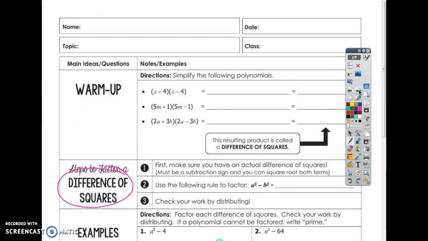So let's write this down right here. I want you to write down x squared minus 4x plus 4x minus 16. These two cancel. So you end up with x squared minus 16.